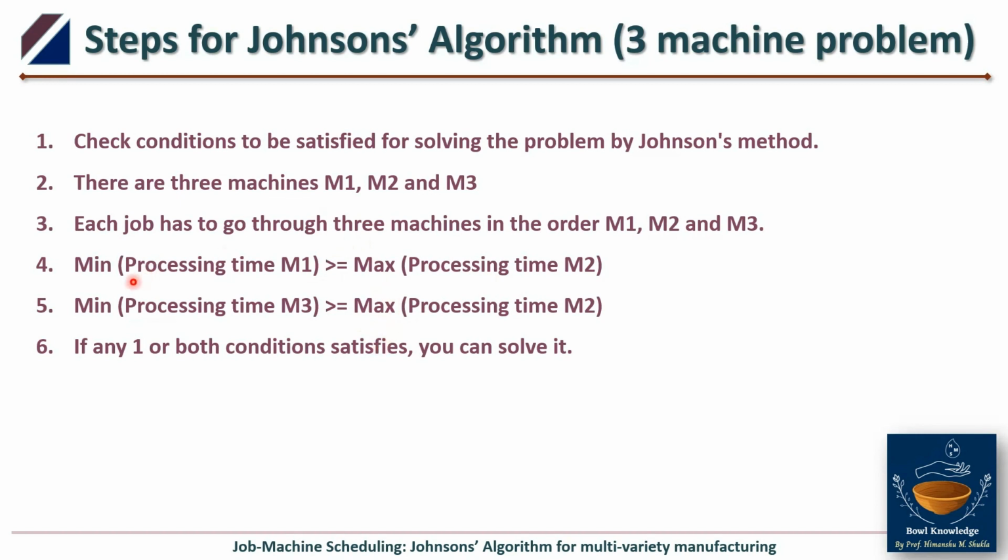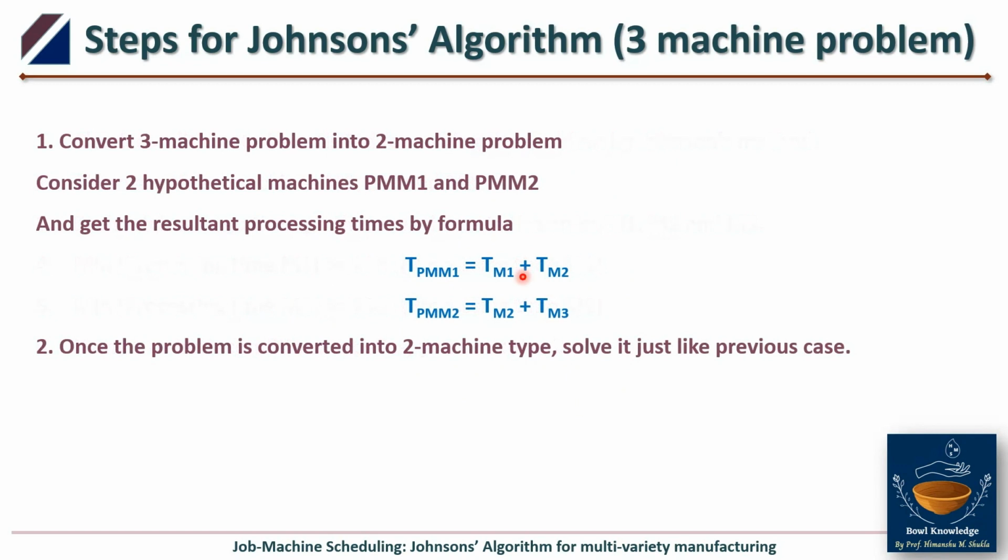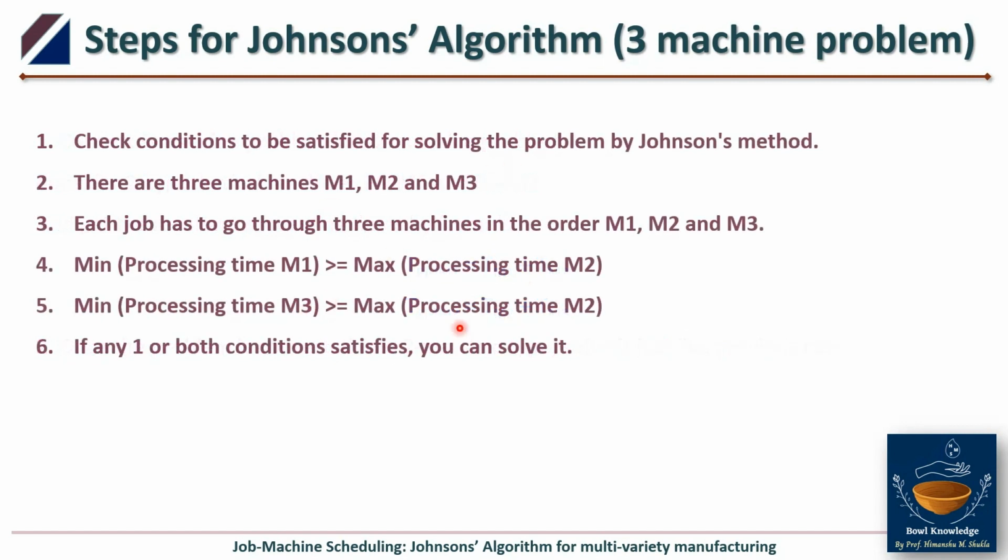So what is the criteria? Minimum processing time on machine 1 should be greater than or equal to maximum processing time on machine 2. And minimum processing time of machine 3 should also be greater than or equal to maximum processing time of machine 2. We will see to it. Then after checking, if any of these conditions is satisfied, you are able to solve it. But how will you solve it?